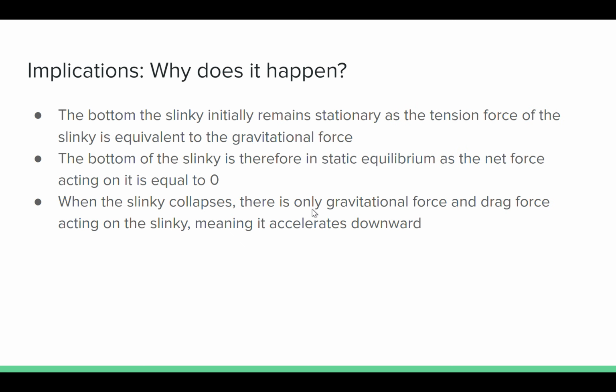Why does this happen? Why does the bottom of the slinky remain stationary? Well, this is because, as explained in the video, the tension force is equivalent to the gravitational force initially, as the bottom of the slinky stays there because the gravitational force is equivalent to the tension force, which are acting in opposite directions. Therefore, the bottom of the slinky is in static equilibrium, as the net force acting on it is equal to 0.